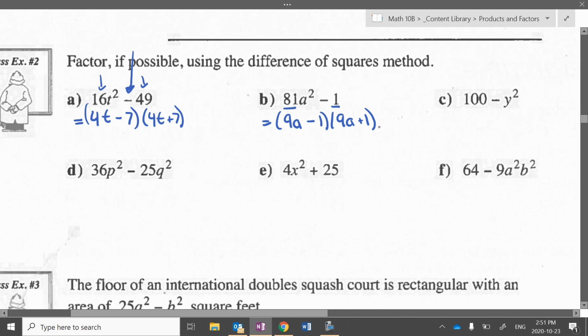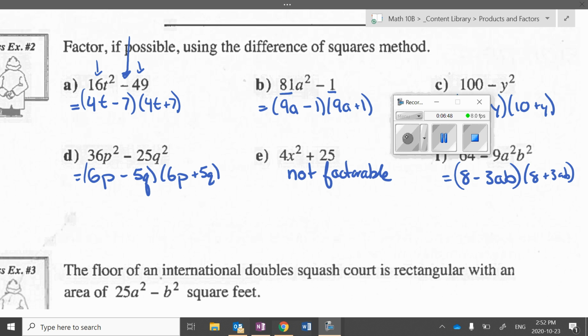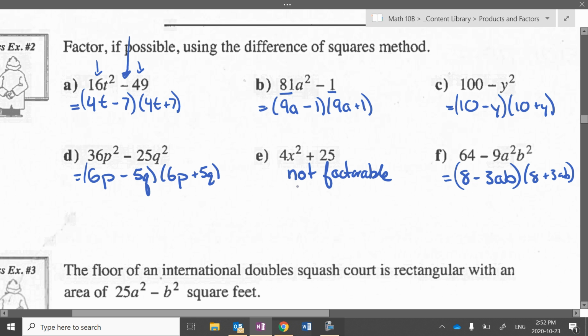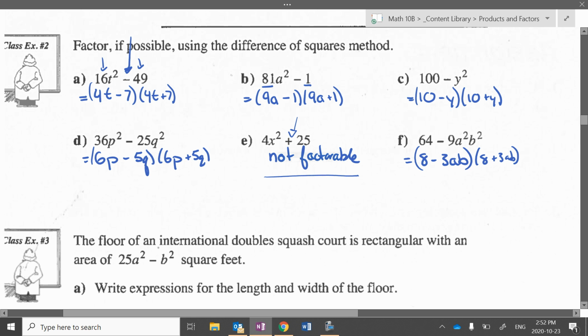So pause the video and try the next couple on your own, and then press restart and you can see if you got them right or wrong. Okay, so you should see in one of these, this one, e is not factorable because we're separated by an addition sign. When we're separated by the addition sign, that makes it so we can't cancel out our middle term to get a 0 for that b. Overall, these ones should have been fairly straightforward. This last one, remember, a times a gives us a squared, b times b gives us b squared.